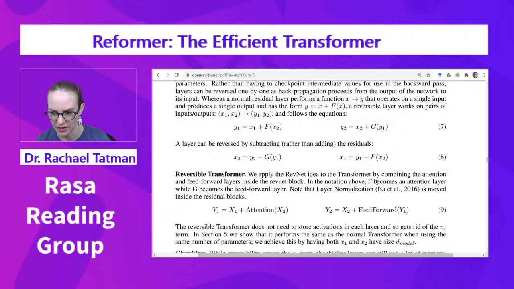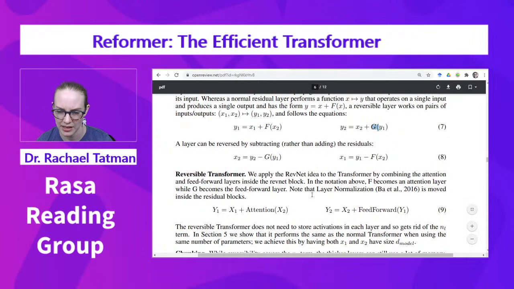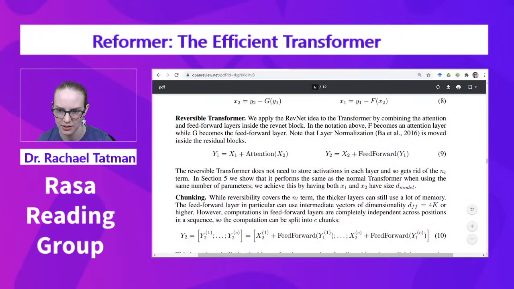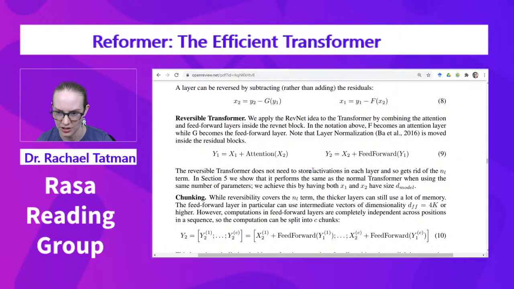We apply the RevNet idea to the transformer by combining the attention and feed-forward layers inside the RevNet block. In the notation above, F becomes an attention layer, while G becomes a feed-forward layer. Note that the layer normalization is moved inside the residual blocks. The reversible transformer does not need to store activations in each layer, so it gets rid of the NL term. In section 5, we show that it performs the same as the normal transformer when using the same number of parameters. We achieve this by having both x1 and x2 have size D model.